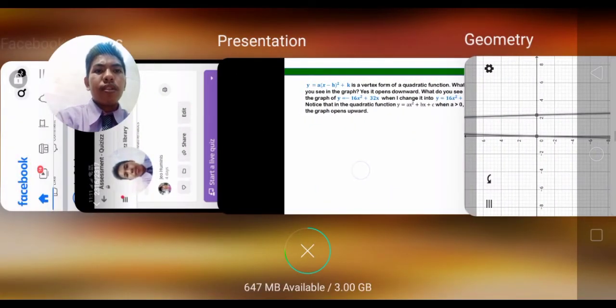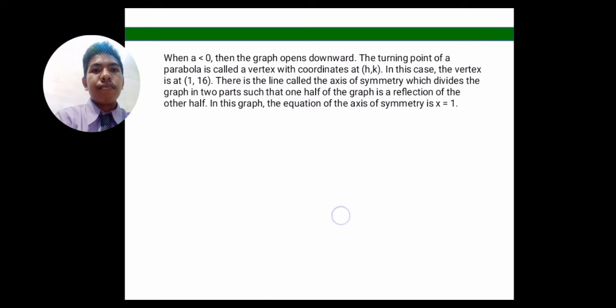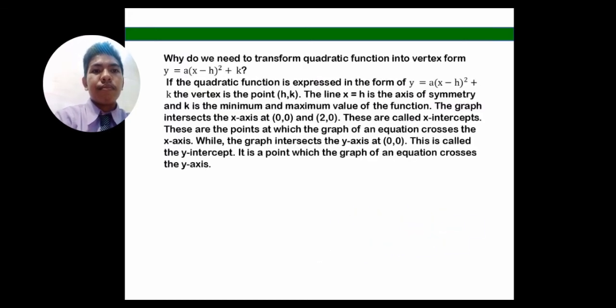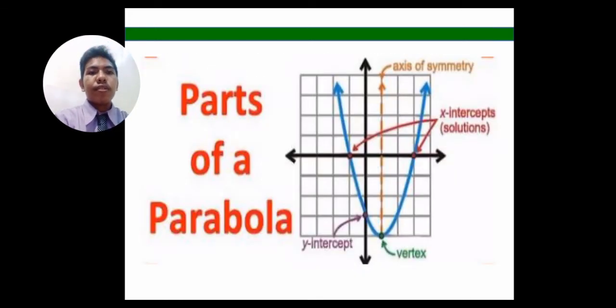So let me go back into my slide. Here it is, the parts of a parabola. What divides the graph, the parabola, into two equal parts is what we call the axis of symmetry.